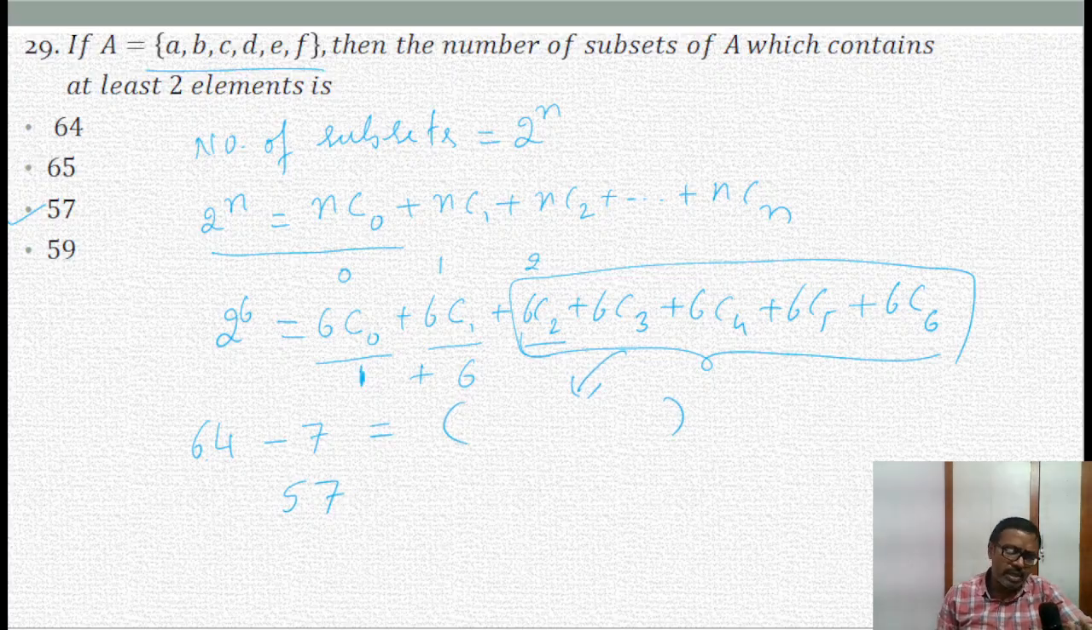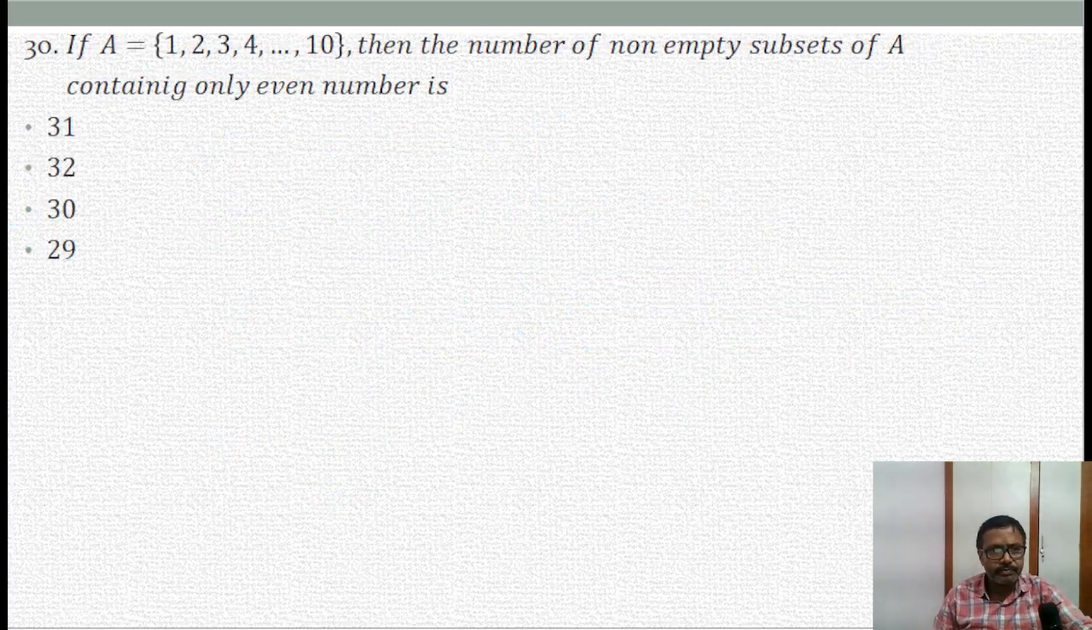Otherwise directly, because they are asking only at least 2, you can subtract 64 minus 7 and take the answer. But if they ask at least 4, then this result will help us to solve the problem easily. Keep this method in mind. Any question you can solve using this result. Okay friends, let's move on to the next question.